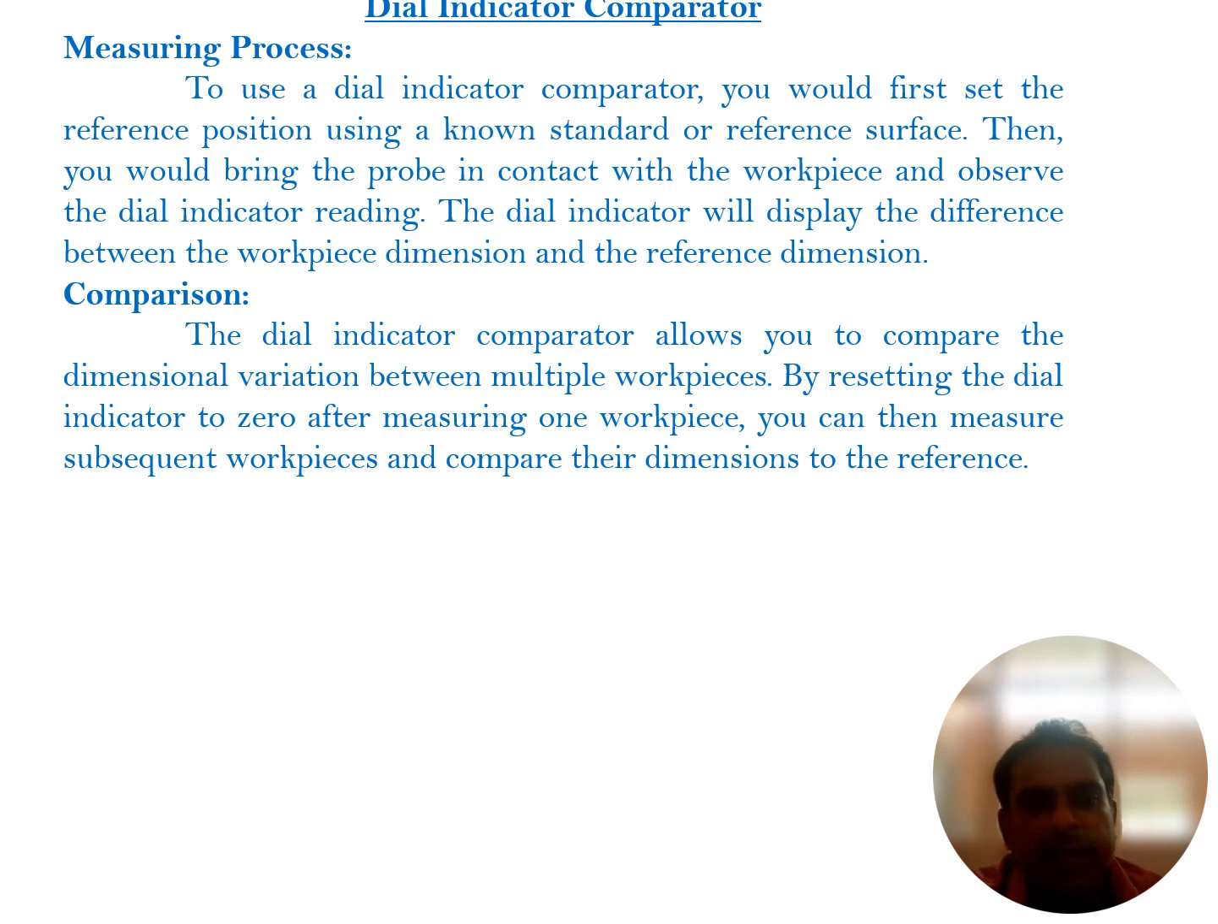Next one, the measuring process using the dial indicator comparator. You first set the reference point using the known standard or reference surface. Then you bring the probe into contact with the workpiece. Then we remove the workpiece and insert the slip gauge. We set the zero value. Then we remove the slip gauge. Then we insert the component we want to measure. Next one is comparison. At that time the probe will touch the workpiece. Suppose the needle shows the 0 point, then we can assume that the component is acceptable. Otherwise the component is rejected.